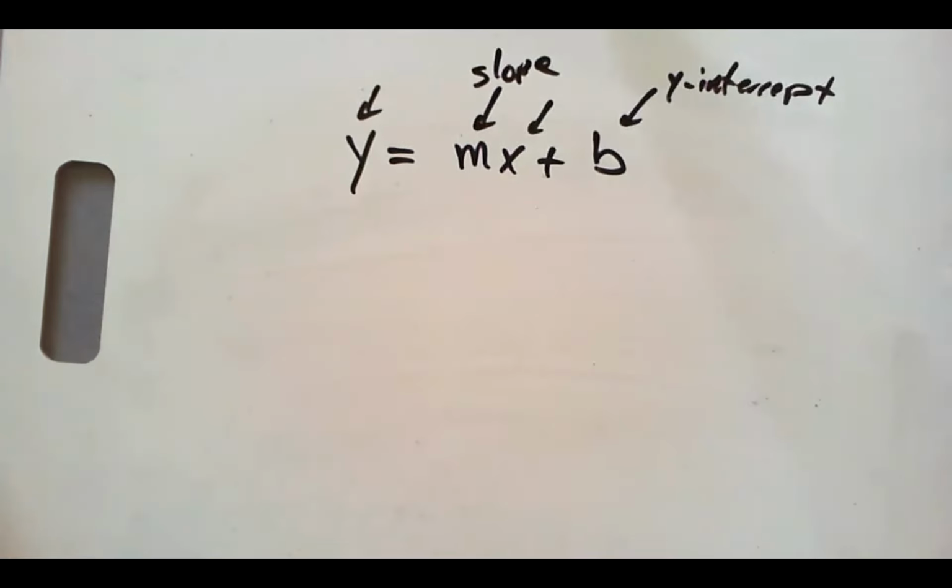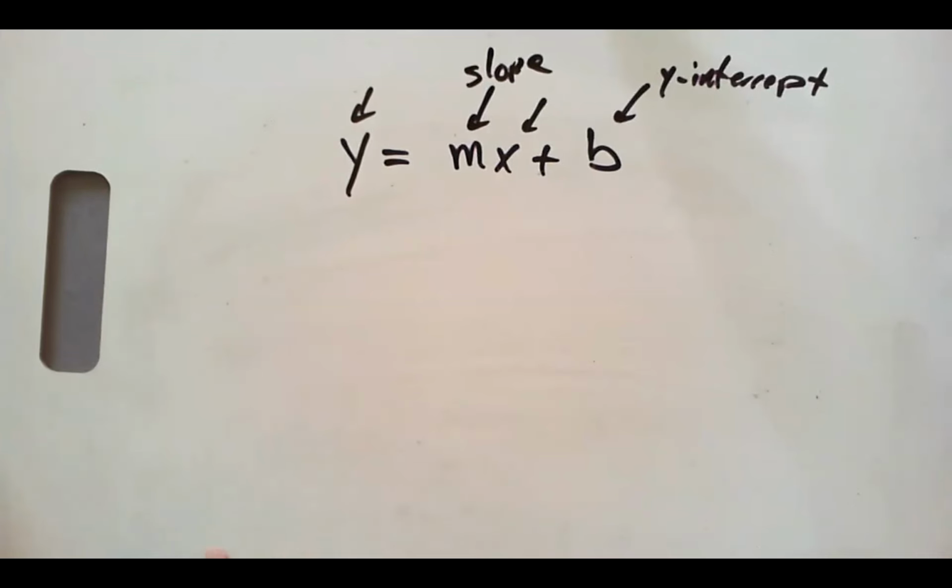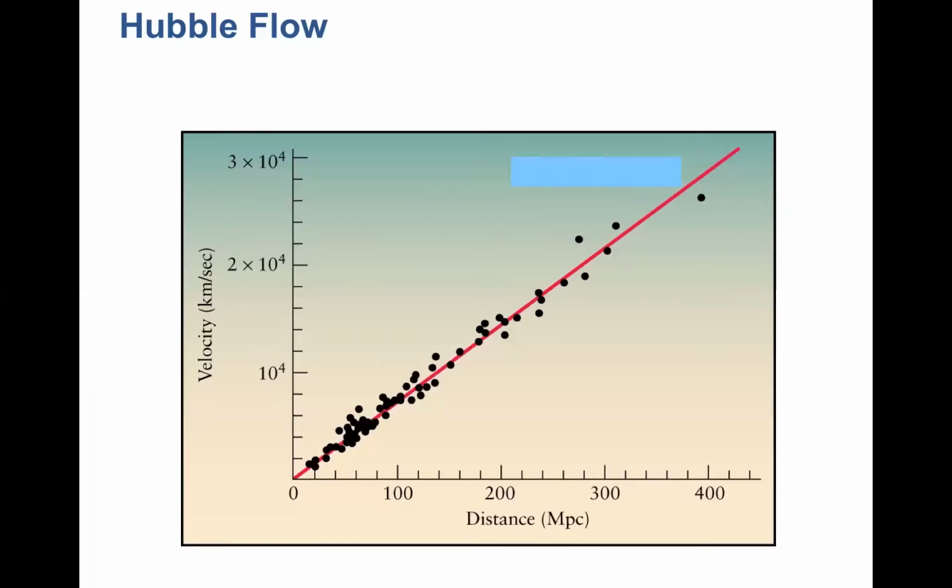Great. So we have a straight line, so it must be that this is the case. So let's go back to that line and think about what y and x are and what the slope and intercept have to be. Here we go. Here's our slide back again. What is y? Well, y is velocity and d is distance. I'm going to write those down.